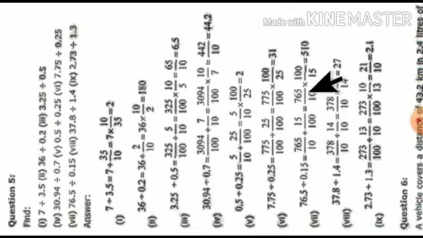Now 76.5 divided by 0.15 equal to 765 upon 10 divided by 15 upon 100 equal to 765 upon 10 into, this number will be reversed, so into 100 upon 15. 0 0 will be cut, and divide this number by 15. You will get 510.